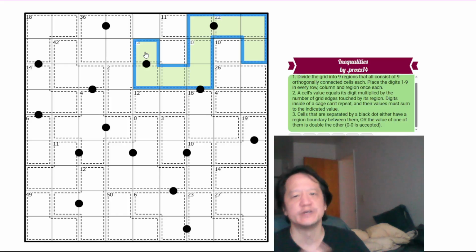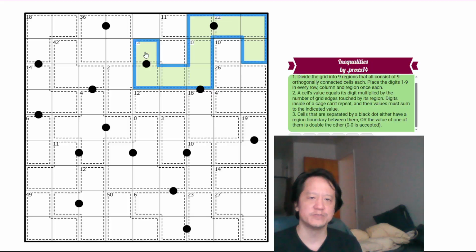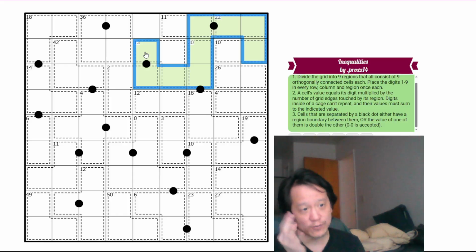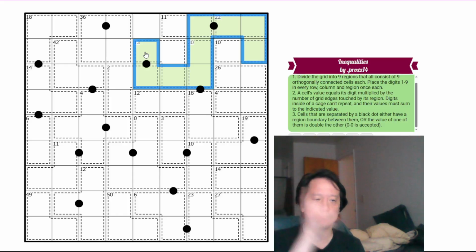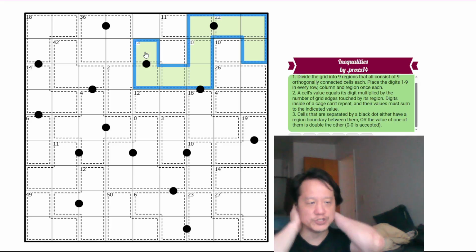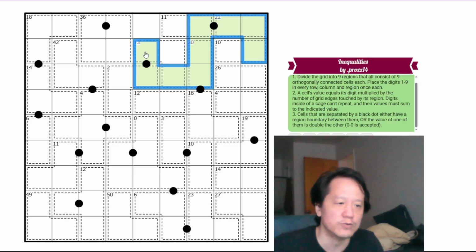Yeah, I'm not sure about that. There might be a possibility that you could have both, but if it's not in a 1-to-2 ratio, you're guaranteed you have to have a region boundary between them. And if you don't have a region boundary between them, then it's guaranteed that one is double the other, which again, 0 and 0 works perfectly fine.